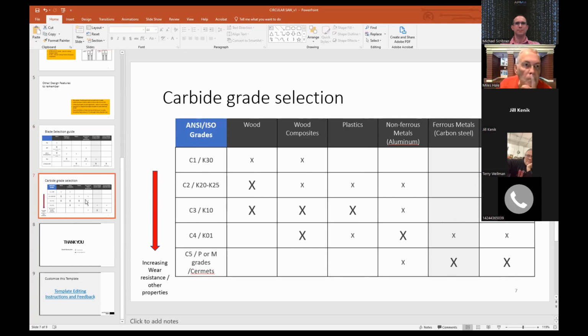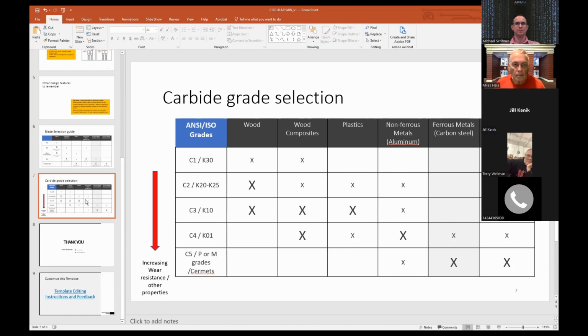There's two major classifying agencies out there: ANSI and then ISO. Of course, ANSI is the American National Standards Institute. ISO is International Standards. So the C1, 2, 3, and 4 grades, C5 grades are really what you'll see in most advertising from most U.S.-based manufacturers, where they're really touting their grade of carbide.